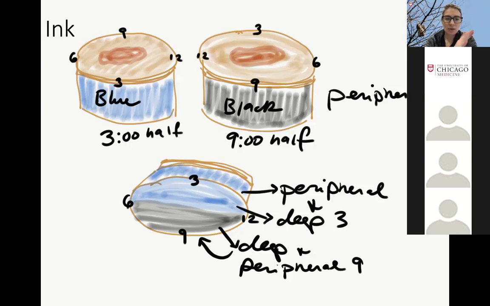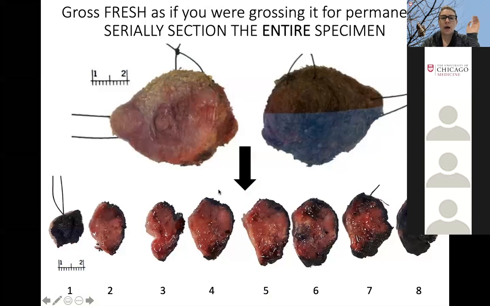All right. So essentially, you're going to ink, as you know, the 3 o'clock half, both the peripheral and the deep, one color. The 9 o'clock half, both the peripheral and the deep, a second color. Usually black and blue are preferred just because those stick to the tissue the best. They're easy to see on the slide. Right? And you're going to cover everything that's not mucosa or skin, right? You're going to cover soft tissue, fat, etc. Okay, I think you're all familiar with this.